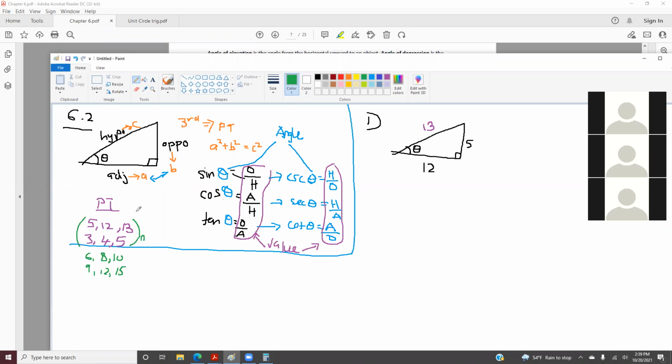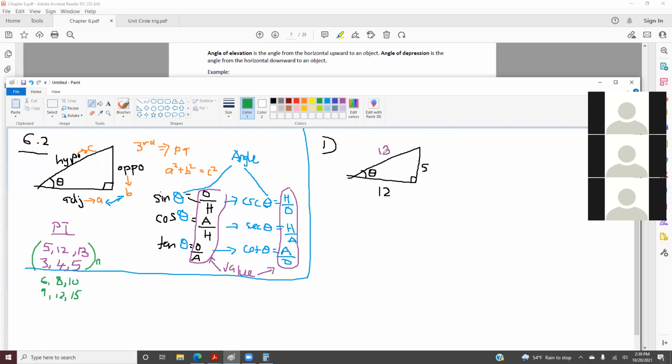This will help you, because you do not need to spend time finding this value using your Pythagorean theorem. Some of you just know 13 straight away without doing any work. Otherwise you have to apply it. If you don't have a triplet, for example this is 5 and this is 2, there's no triplet, then you are forced to use the Pythagorean theorem. Okay, so using this, what is sine theta in this case?